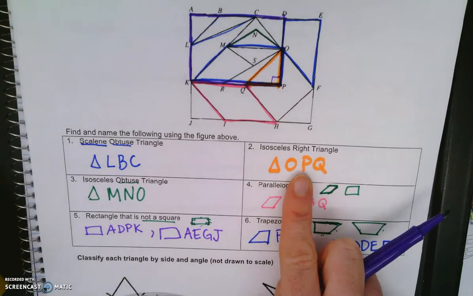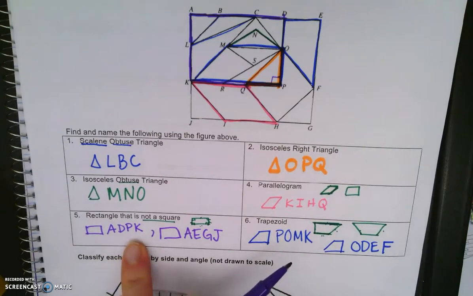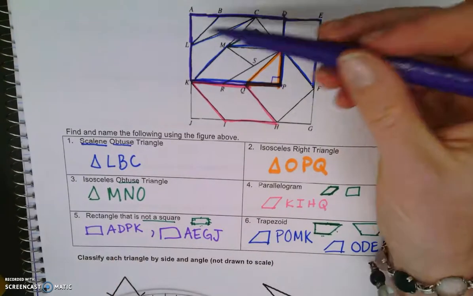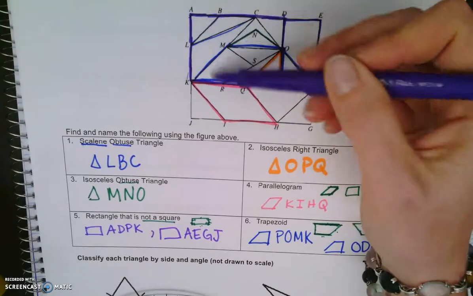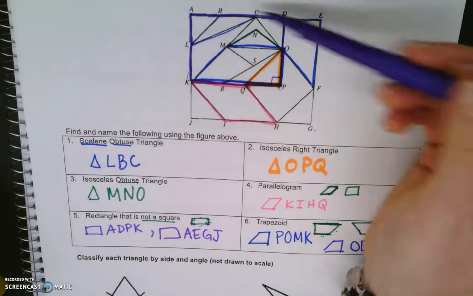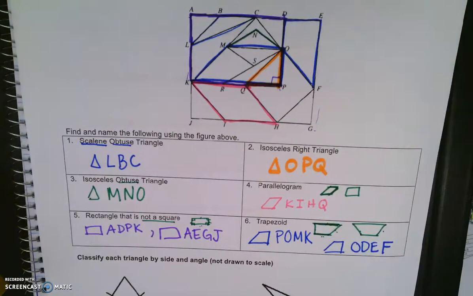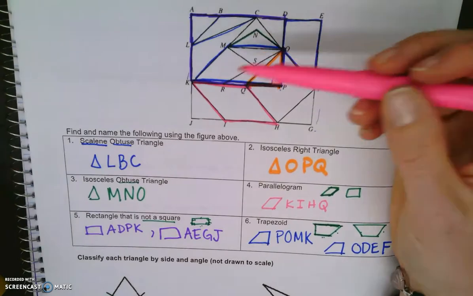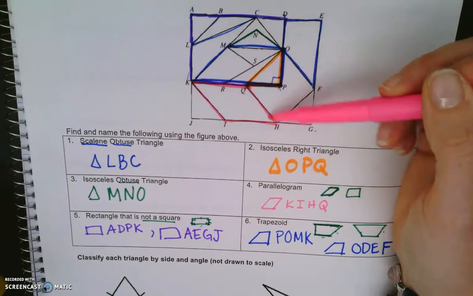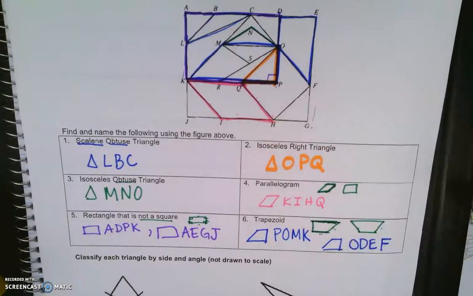Maybe you and your group found another isosceles right triangle. Then we had to find a rectangle that's not a square. One rectangle that's not a square I looked at is ADPK. Another one I looked at is AEGJ, this entire rectangle, and it's not a square. One of the parallelograms I found, maybe you found another parallelogram, is KIHQ. Notice opposite sides are parallel to each other and we're not meeting at right angles.